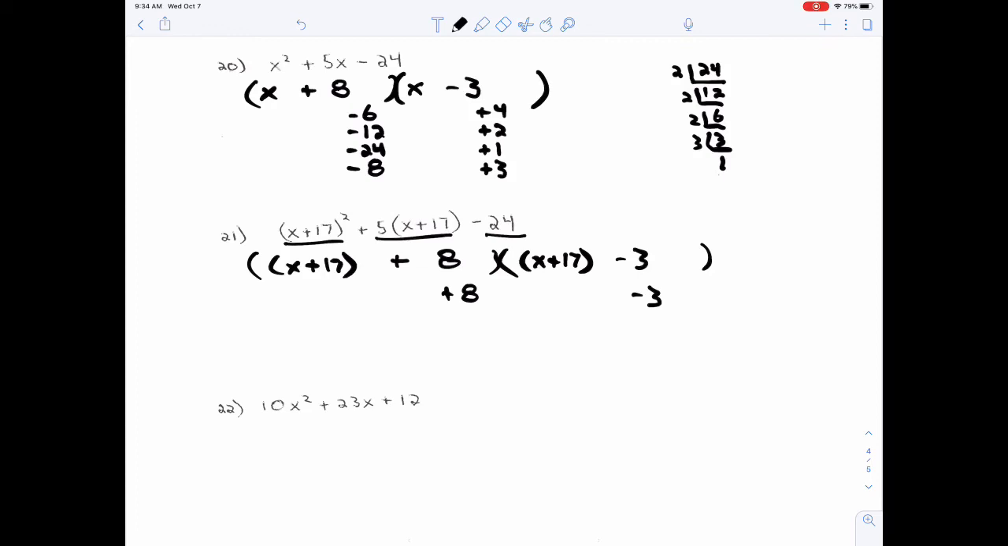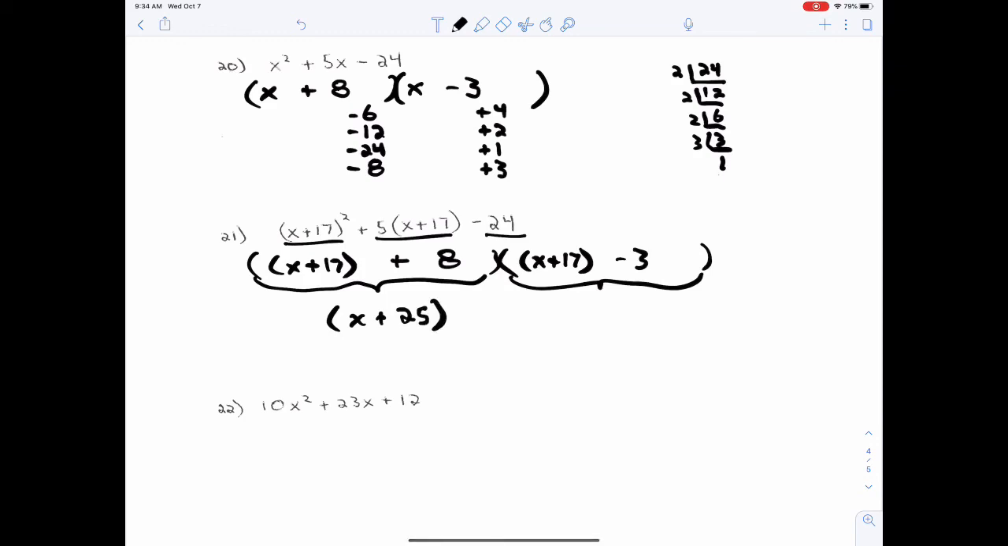Now, the only difference, though, is we do need to simplify what's in the parentheses here. So we're going to take this, and then we're going to take this, and we're going to simplify it. So this one becomes x plus 25, and this one becomes x plus 14. Okay?